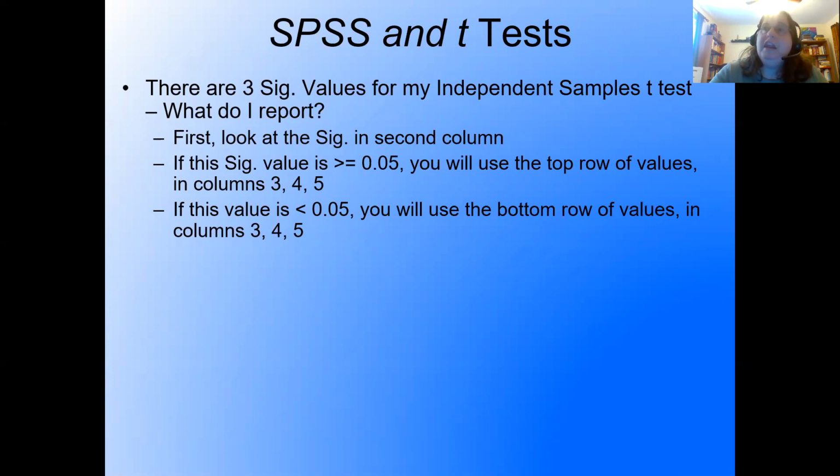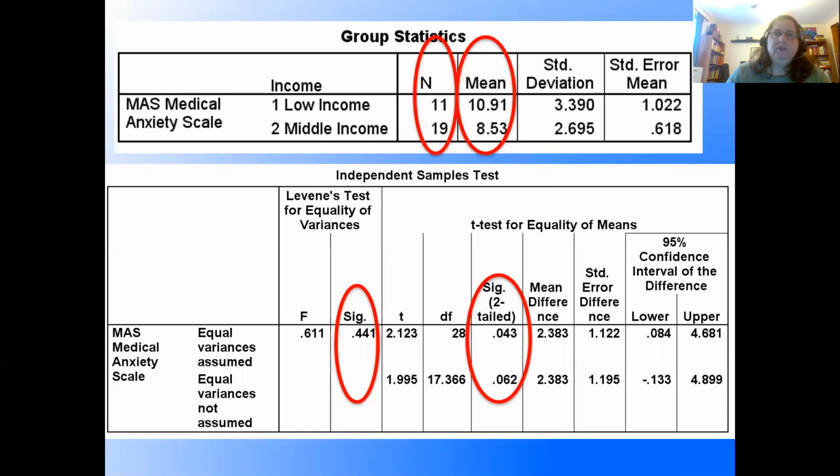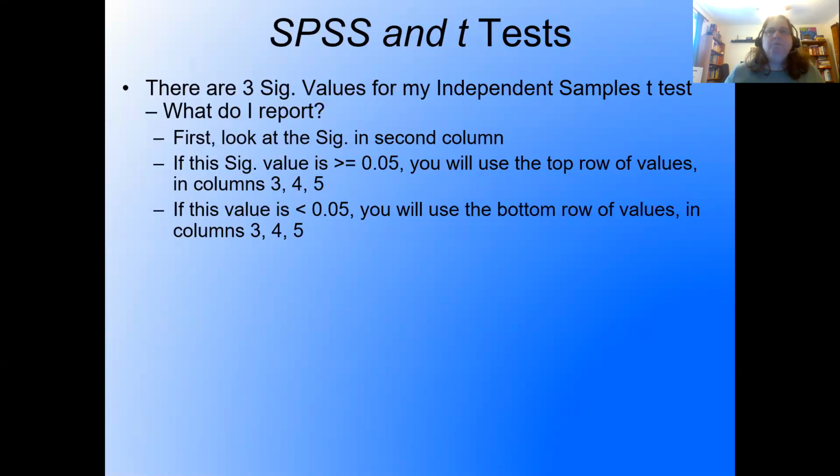Here's the one not to report, never to report. It's the sig in the second column. The sig in the second column, never report that. And I'll show it to you right now. See this sig right here, the 0.441 in the second column under Levene's test for equality of variances? Nope, don't report that. But do look at it. Look at it and decide if it's greater than or equal to 0.05 or less than 0.05.